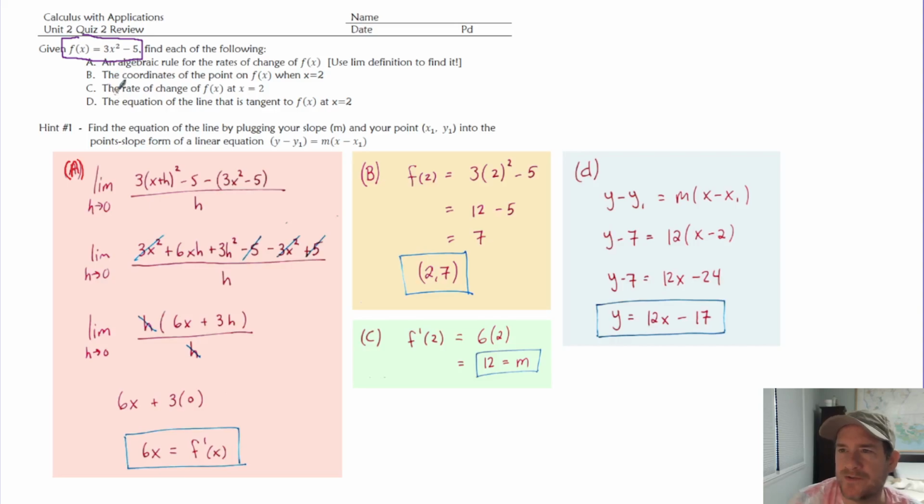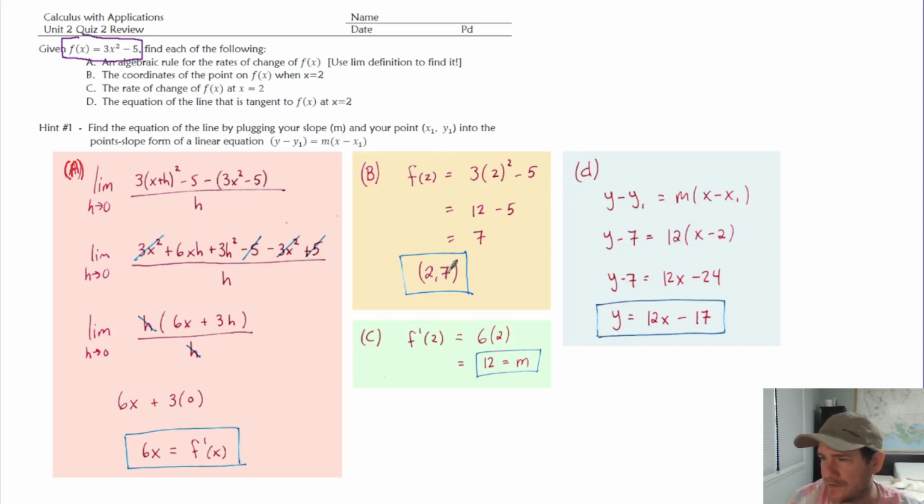Then part C says find the rate of change or the slope of the tangent line. That means we're plugging into f prime, the answer that we found in part A. So you see me just doing 6 times 2 makes 12, and I'm labeling that as m just as a reminder that that's our slope. And then finally, find the equation of the line that's tangent to f of x. That means plugging into your point slope form.